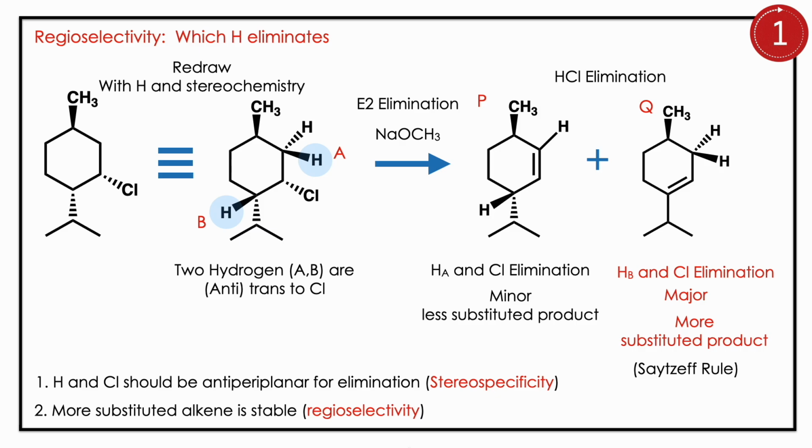In alkenes, the more substituted product is stable. It obeys the Saytzeff rule. So the more substituted alkene forms, which promotes regioselectivity. The concept we outline here is that alkene stability can influence the regioselectivity. Always the most substituted alkene forms with chlorine.